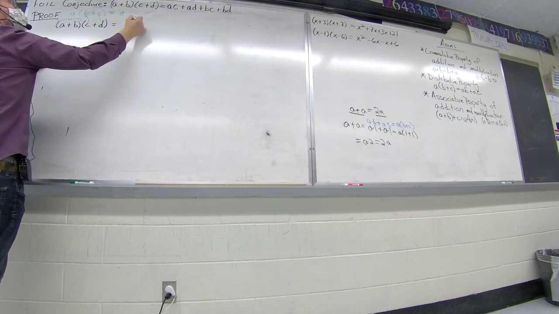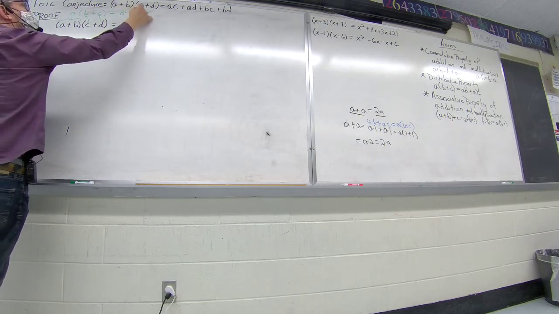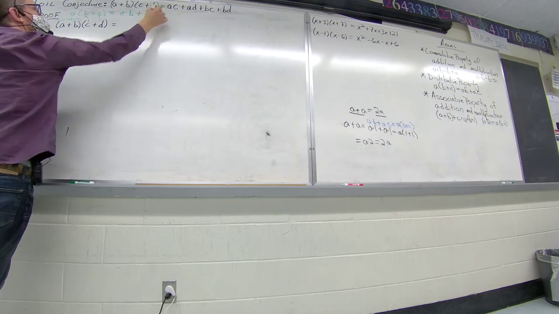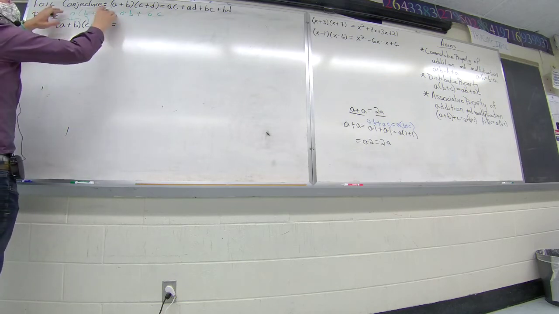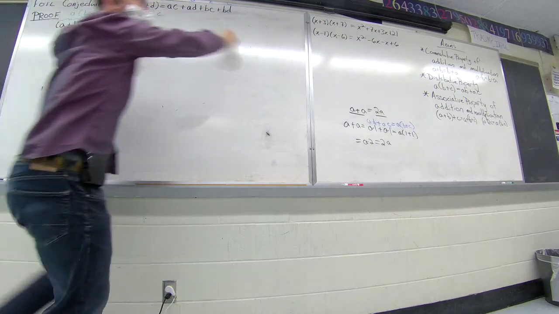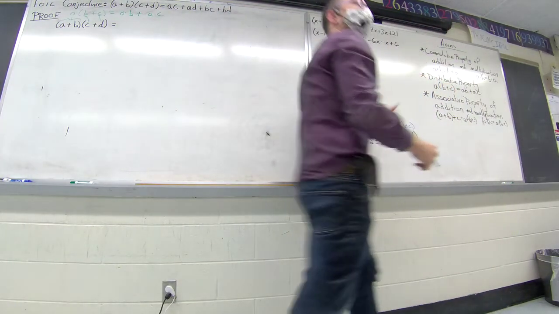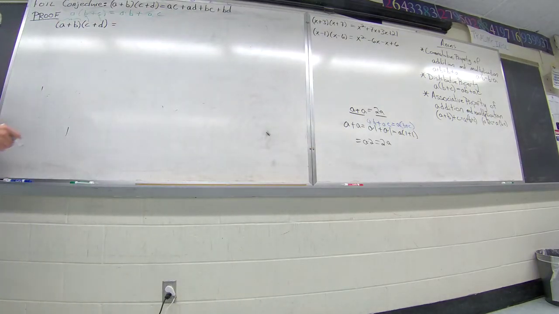A times B plus A times C, right? That's just the distributive property. I just copied this word for word, symbol for symbol, from over here, right? Okay, let's just do it this way at first.